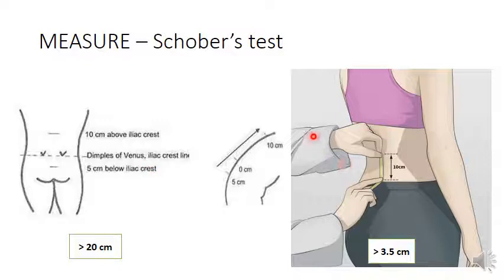Now there is another test which is called the modified Schober's test. So here what they usually do is make a mark over the posterior superior iliac spine and mark a line 10 centimeters above it. We will ask the person to bend as much forward as possible and look for the distance between the two marks. The distance should be at least more than 3.5 centimeters.